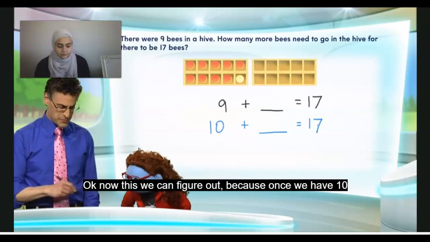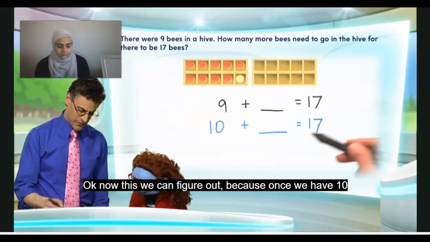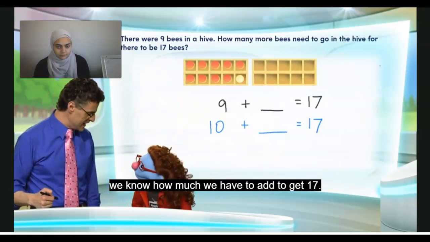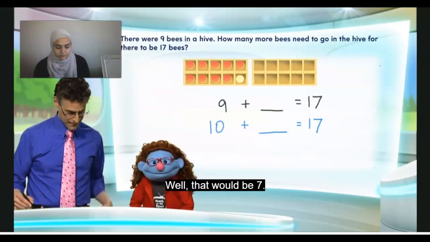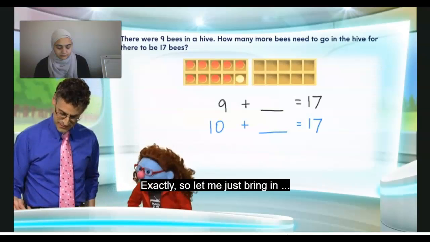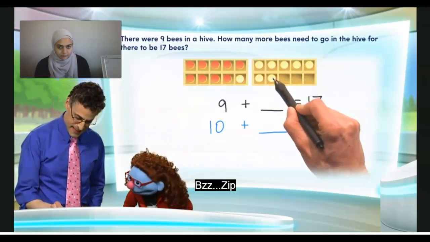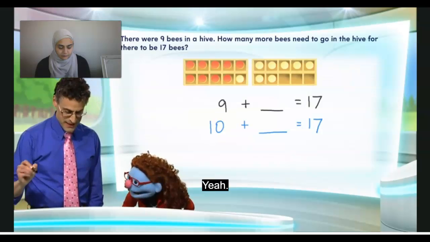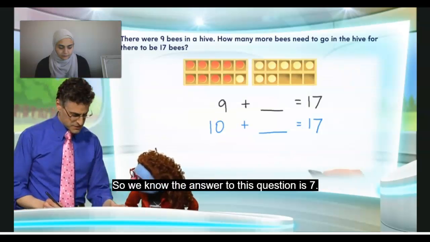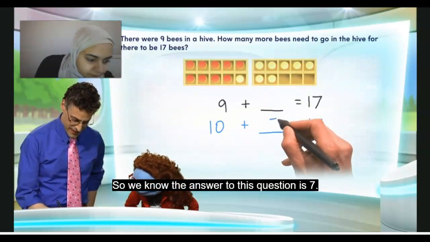Now, this we can figure out, because once we have 10, we know how much we have to add to get 17. How much? Well, that would be 7. Exactly, and so let me now bring in 7 more bees, please. And there's the 7, right? So we know the answer to this question is 7.